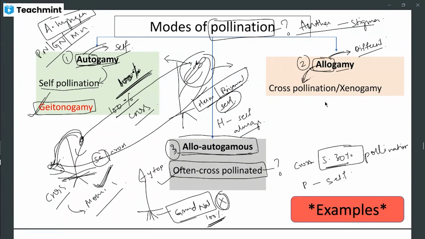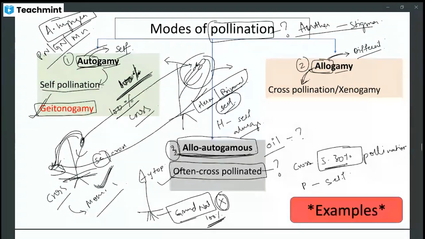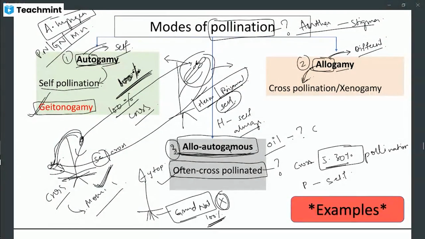There is one repetitive question in JRF: mention an oil seed crop which follows alloautogamous type of pollination. What is that oil seed crop? Safflower. Yeah, safflower is the oilseed crop. And what do you call the scientific name of safflower?